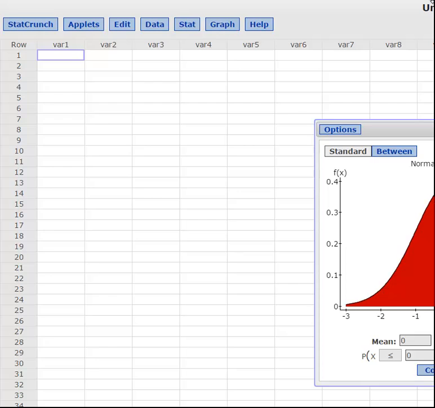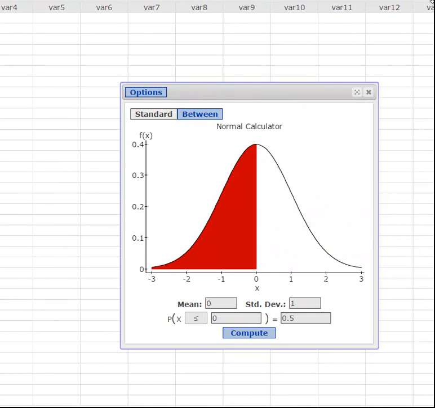Okay, and now let me move the screen over a bit. You'll see the standard default here. It defaults to standard normal with a mean of 0 and standard deviation of 1. That's great for this problem because we're working with the standard normal distribution. For that first problem, we want to find the probability of getting a z-score less than negative 3.16.